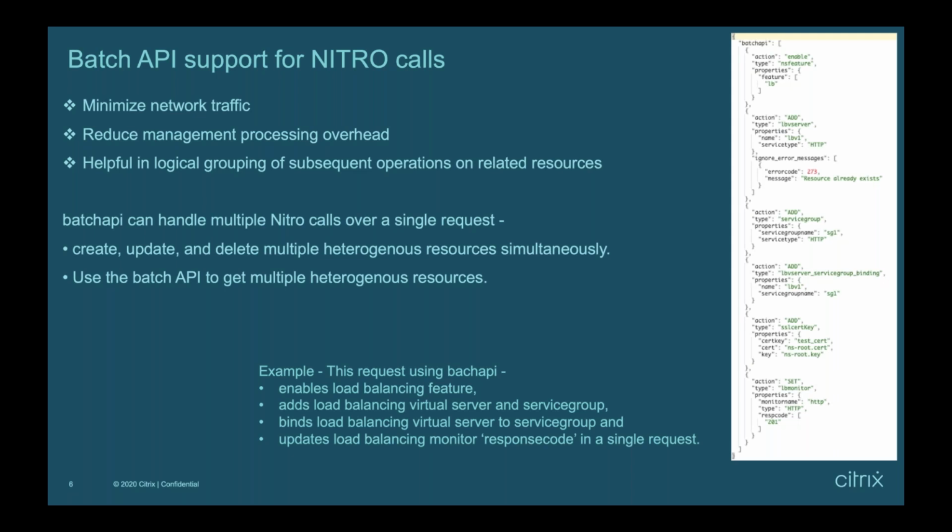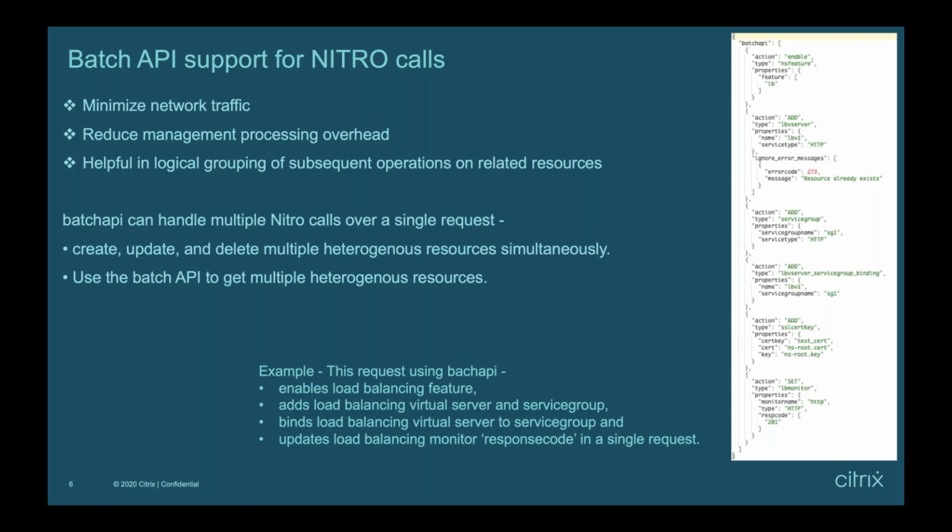There was an earlier version of this called Macro API, wherein you could execute multiple operations in a single request, but then these operations were either create or update or delete. You couldn't mix them up in a single request. But Batch API now allows you to do that. So you can update multiple heterogeneous requests. You can create, update, and delete, and club all of these operations into a single request.